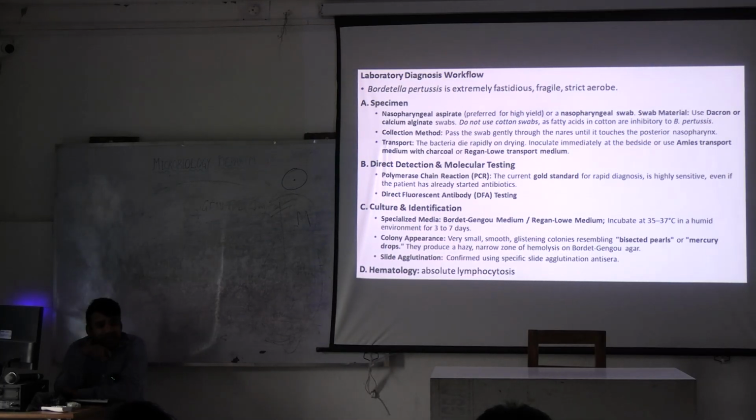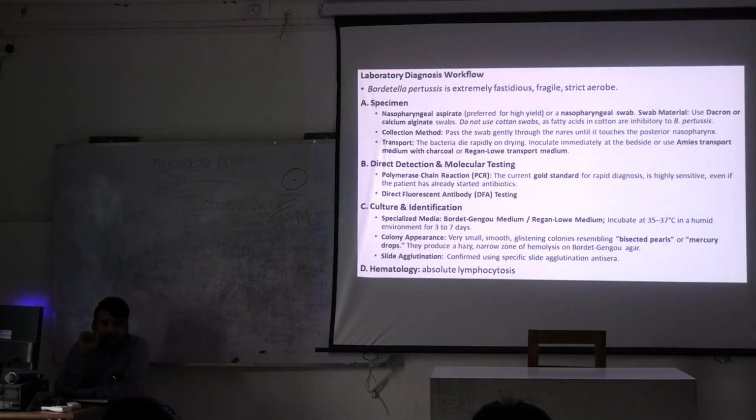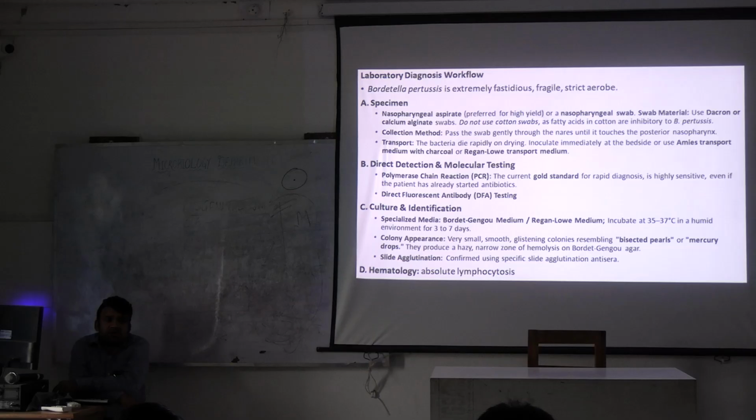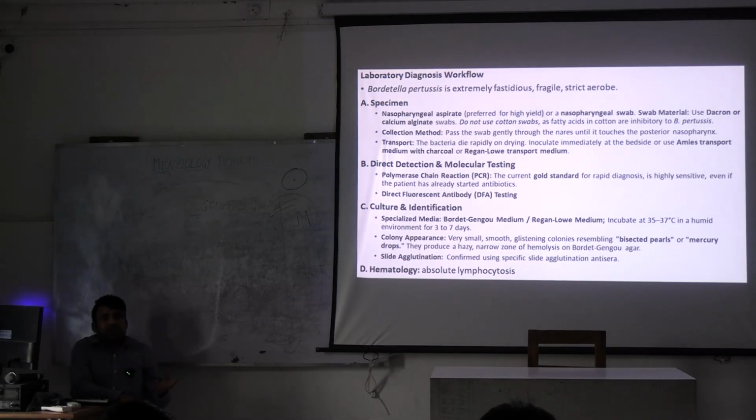Okay. Next, you have to inoculate the plate right at the bedside. It is not that we take the swab, put it in a container, and send it to the lab. By the time it reaches the laboratory, even within 30 minutes, the bacteria will die. So what you need to do? You need to take the culture media into the bedside, take the sample with assistance of airway management.